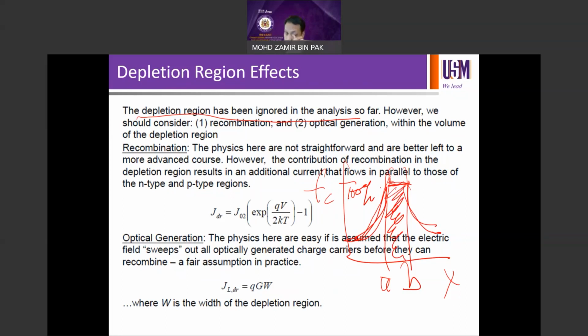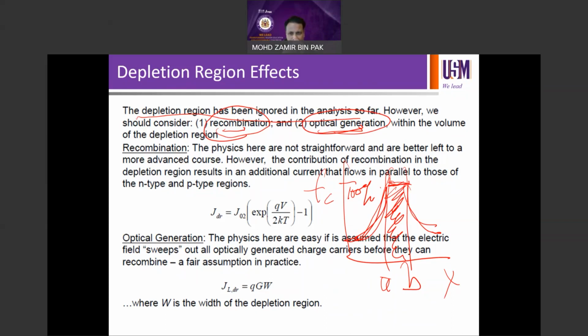However, we should also consider recombination and optical generation within the volume of the depletion region. In the real case, there will always be recombination in the depletion region as well, and also optical generation within the depletion region as well, right? So we have been assuming that this has always been one, that means there's no recombination within the depletion region. But in the actual case, no. We always have some level of recombination, but it is usually suppressed a lot in good cells.